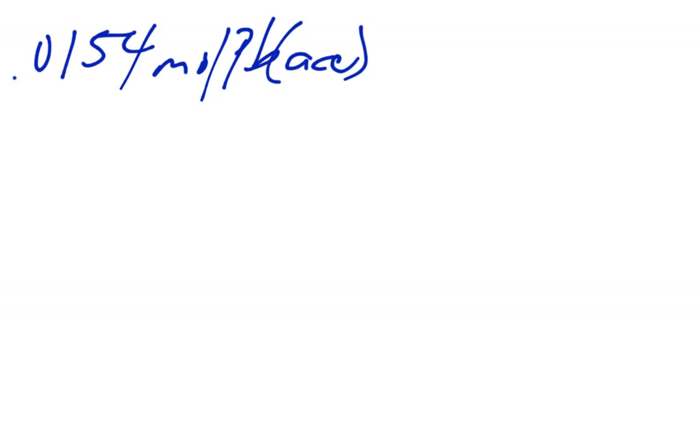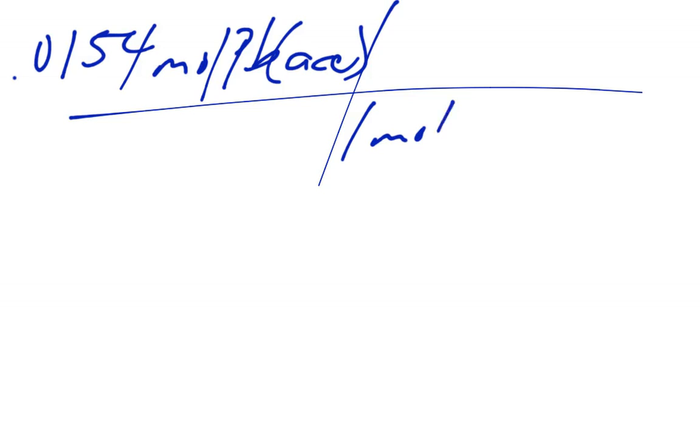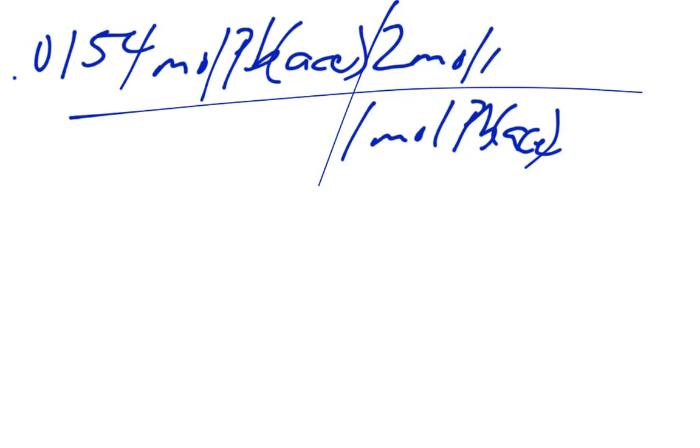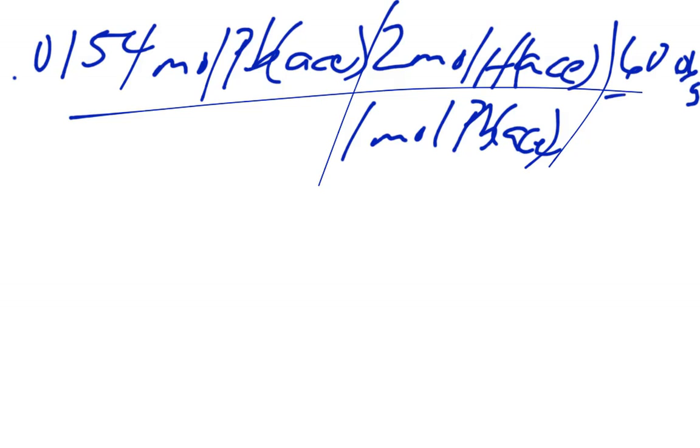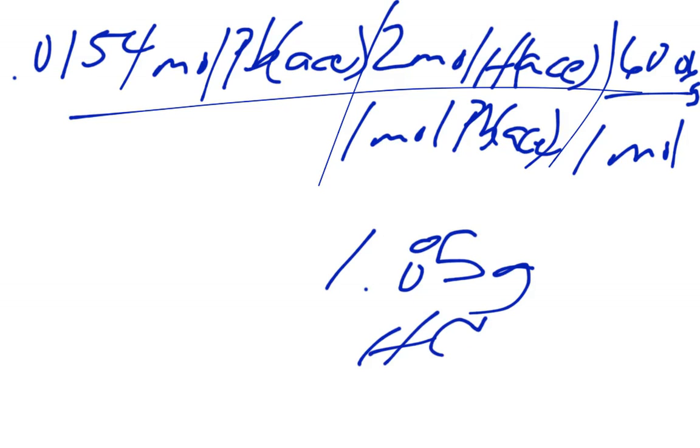And the last one, the acetic acid, 0.0154 moles of my limiting reagent, my lead acetate. 1 mole lead acetate, and this is from your balanced chemical equation, to 2 moles of my acetic acid. My acetic acid has a weight of 60.06 grams in 1 mole. And so I will have produced 1.85 grams of acetic acid with this reaction.